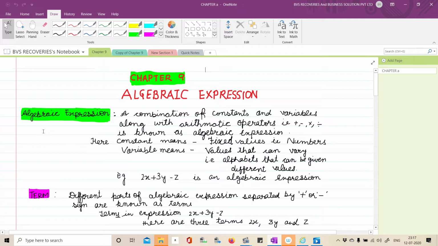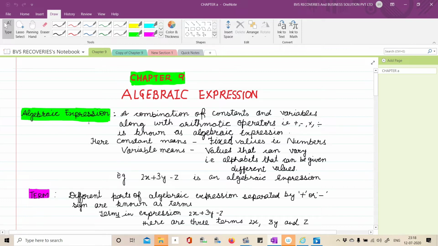So what is an algebraic expression? A combination of constants and variables along with arithmetic operators, that is plus, minus, multiply and divide, is known as an algebraic expression. So when we use constants and variables with plus, minus, multiply, divide signs, all together they form an algebraic expression.